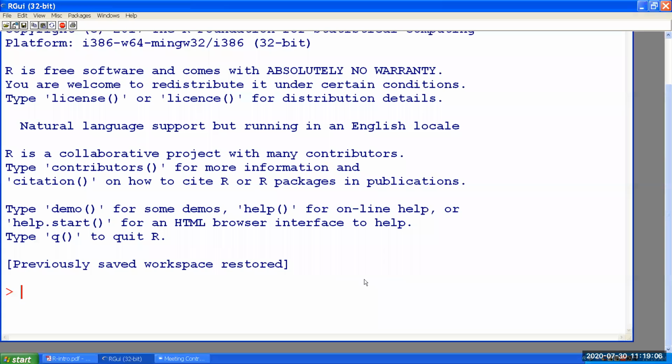Now let us start with, for example, the binomial distribution, because that is the most basic discrete distribution. Let us discuss how to find the probabilities, how to find the cumulative distribution function, how to generate the random numbers, and how to find the quantiles, all using the binomial distribution.